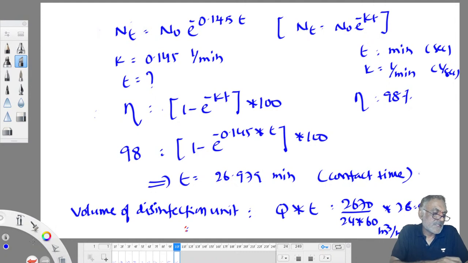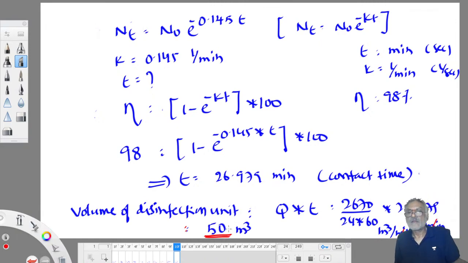So 2670 by 24 into 60 into 26.979. It is 50 meter cube. So that was the answer for this question. Understood?